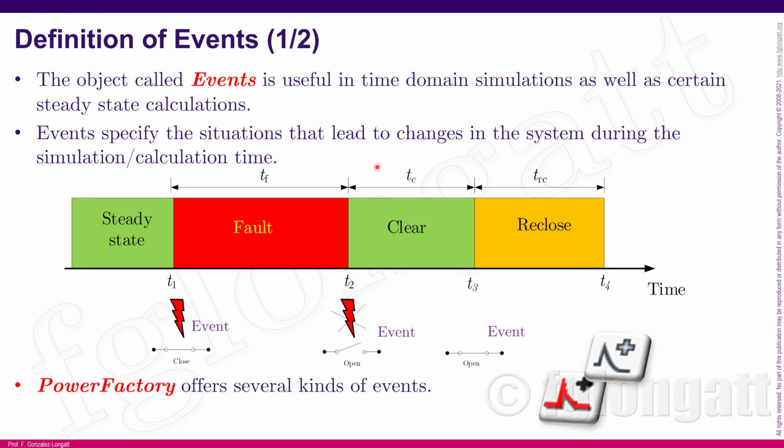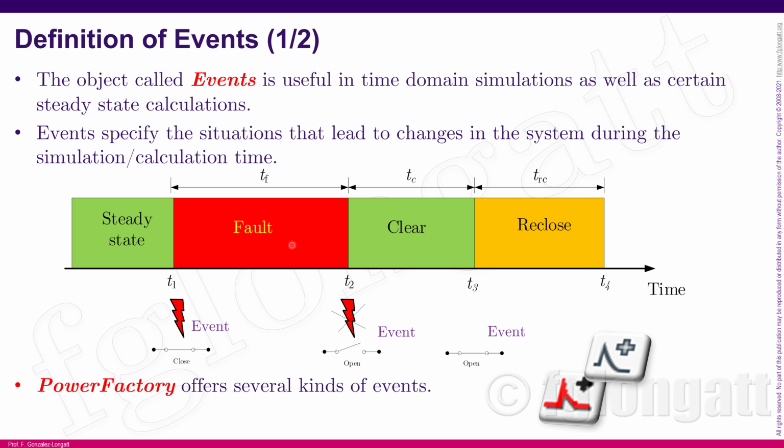Those changes can be in many ways. For instance, one very basic example that everyone understands. We have the network working in a steady state. Then we have a short circuit, and that short circuit lasts during a time TF, which is the fault time. Here we have the fault. Suddenly the fault is cleared and we have some time. And probably we can have a reclose event. That means it's trying to close again the circuit breaker and see if the fault was successfully removed.